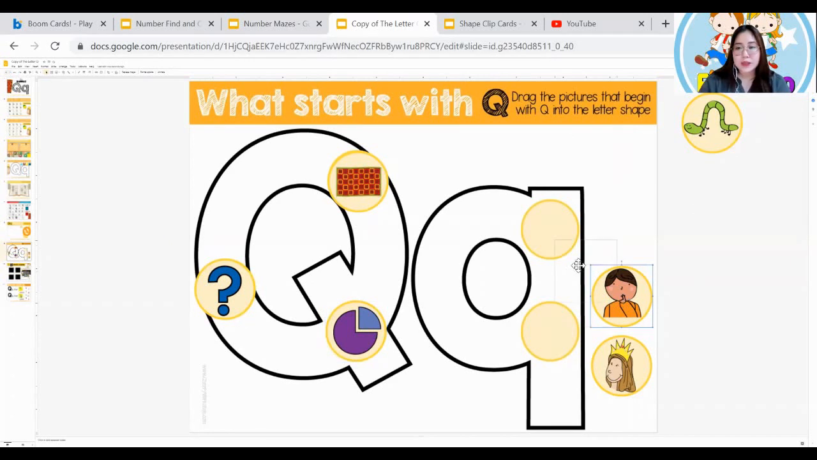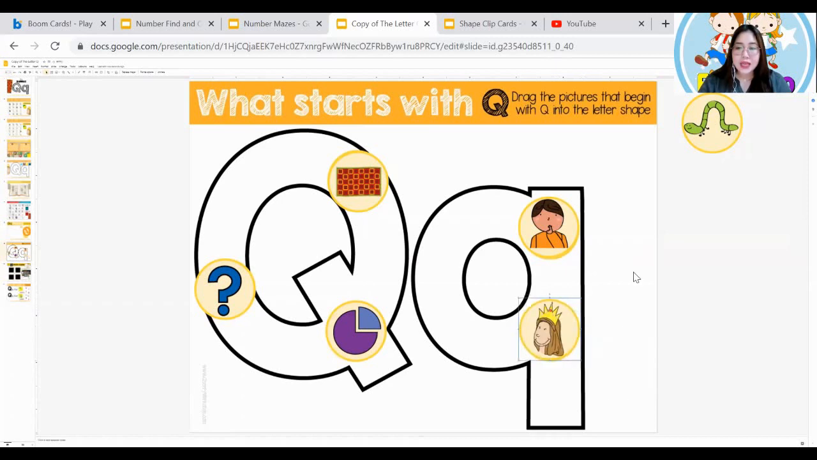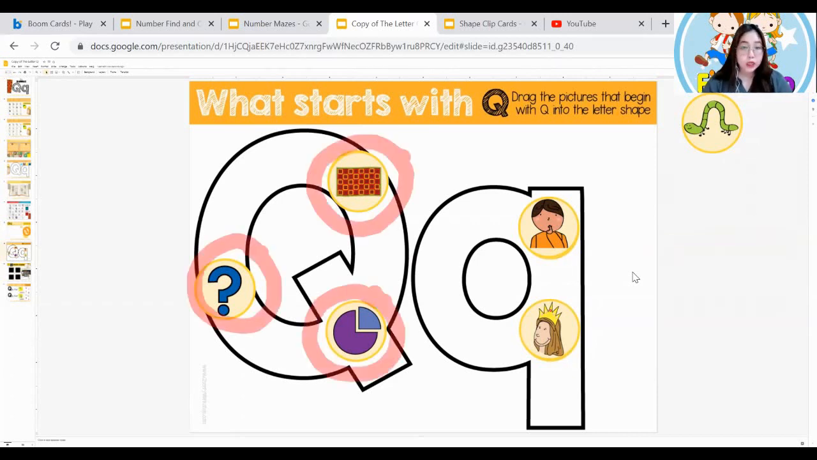The next picture we have is quiet. Shh, quiet. Does quiet start with the letter Q? Yes, it does. The next picture we have here is queen. Q is for queen. Yes. So we have question mark, quilt, quarter, quiet, and queen that all begin with the letter Q.